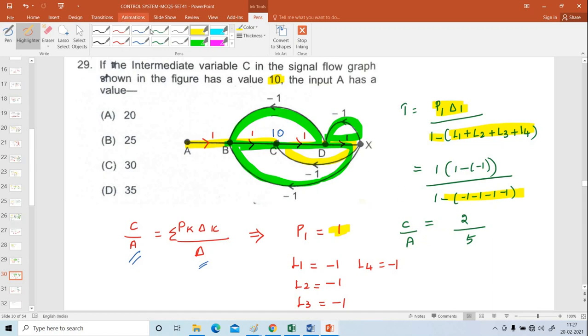So already we know the value of what? The value of C. C is known. So here find out A. A is C into 5 divided by 2. What is C? C is 10. So 10 by 2 into 5. What is the answer A? A is 25. Option B is the correct answer.